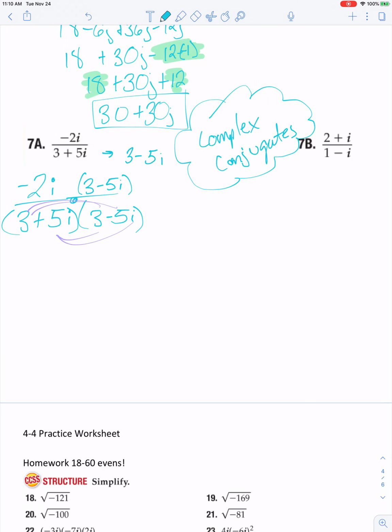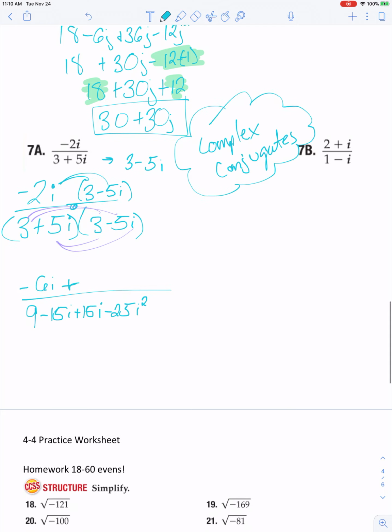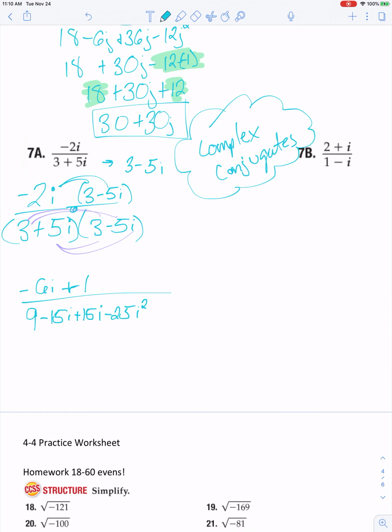And so now I have 3 times 3, which is 9. And 3 times negative 5i, which is negative 15i. And positive 5i times 3 is a positive 15i. And last but not least is a negative 25i squared. And on top, I'm just going to distribute: negative 6i plus 10i.